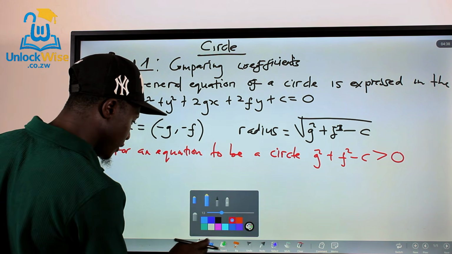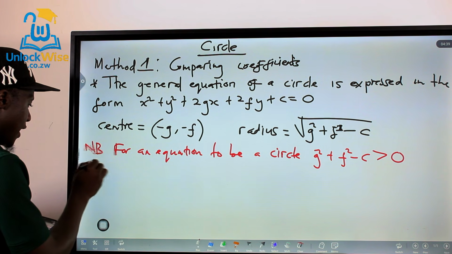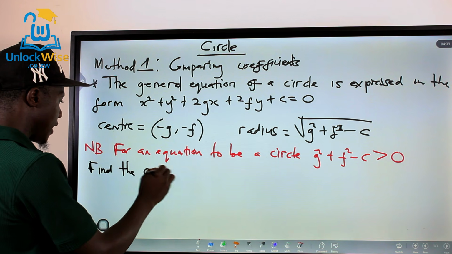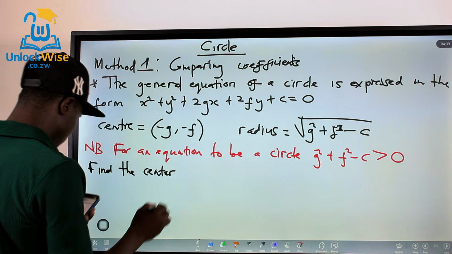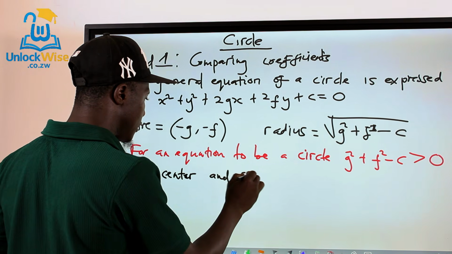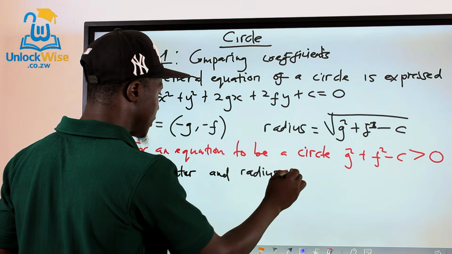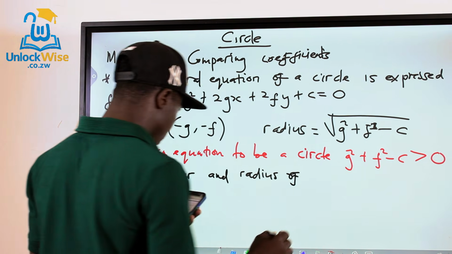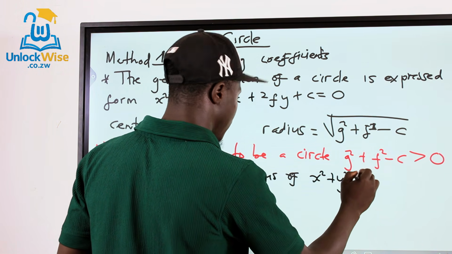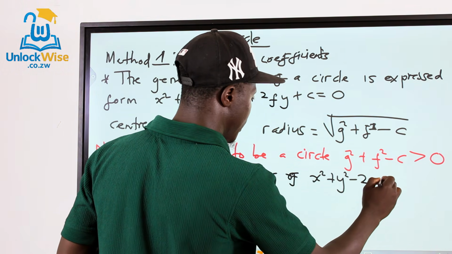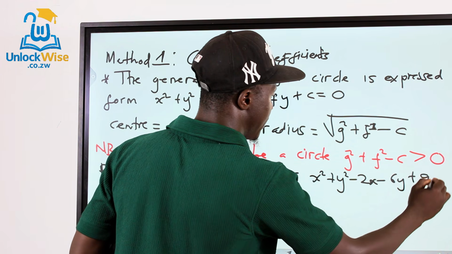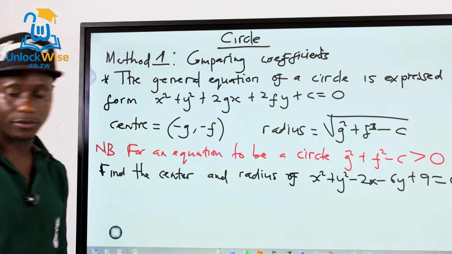It was saying, find the center and radius of x squared plus y squared minus 2x minus 6y plus 9 is equal to 0.